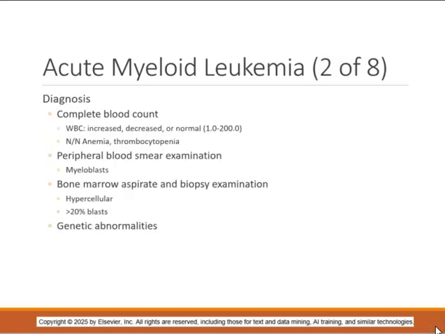So how do you make this diagnosis? Well, a CBC would be a great start. Usually the white count, you can see it can be from little to nothing to everything. So anything's possible.